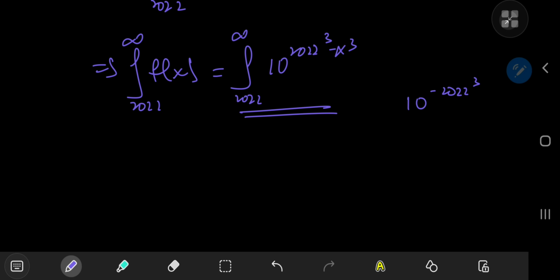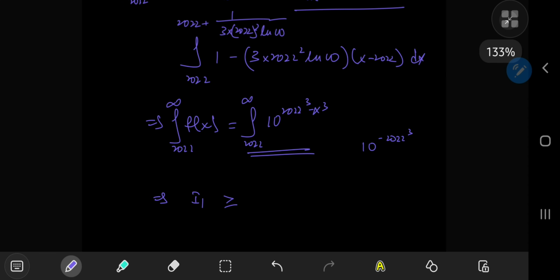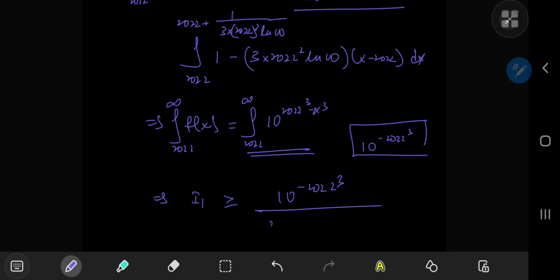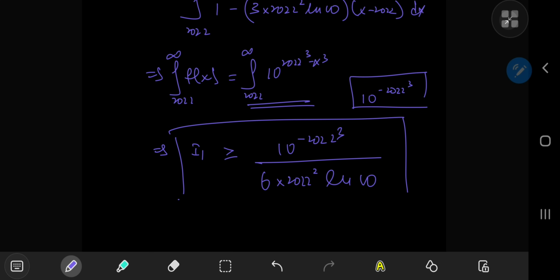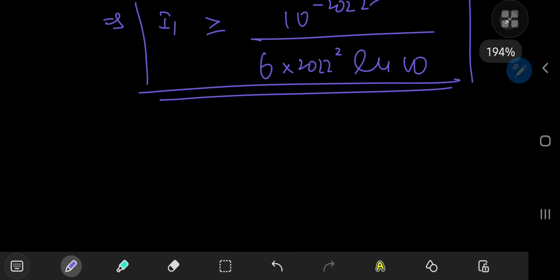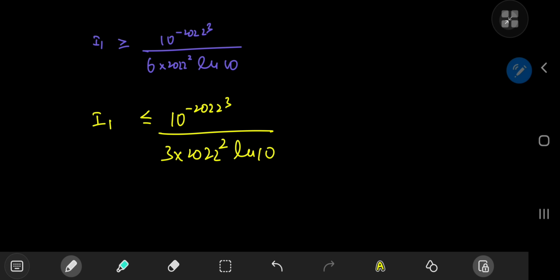So just multiply all the terms, and this implies that I sub 1 is going to be greater than or equal to the result of integration multiplied by this term. There was a 1 in the numerator, so 10 to the negative 2022 cubed divided by 3 times 2022 squared times log 10, all multiplied by 1/2. So we can just write this as 6 times this term. Okay, cool. So now we have upper and lower bounds for our integral I sub 1. All that's left is to combine these two inequalities.